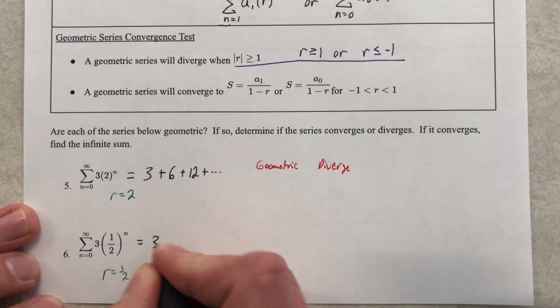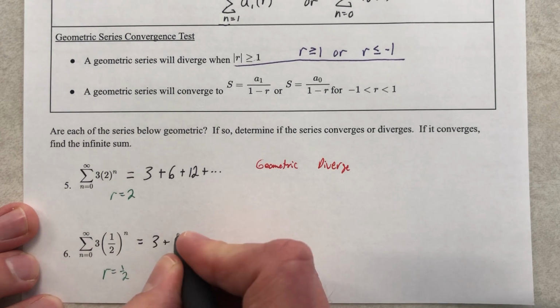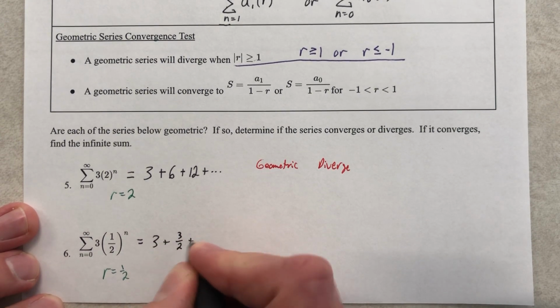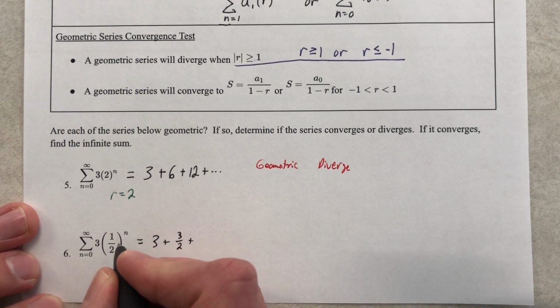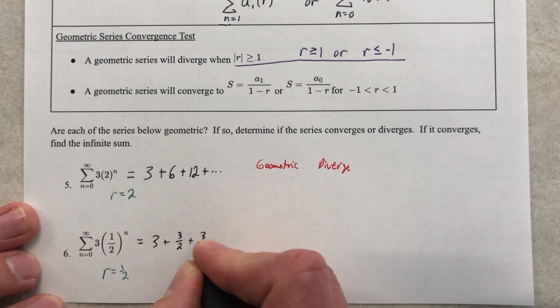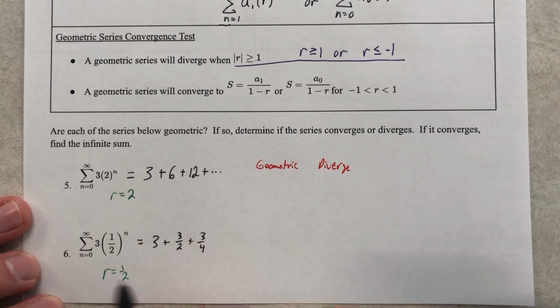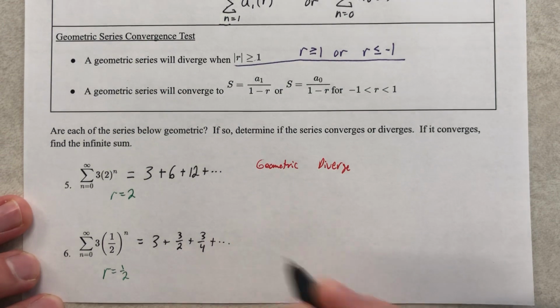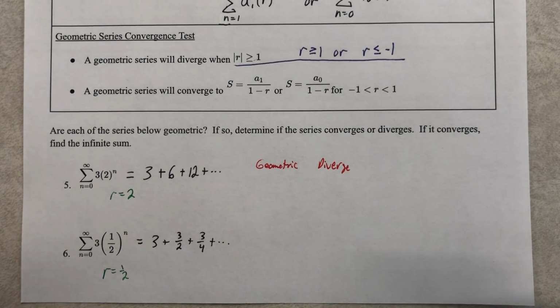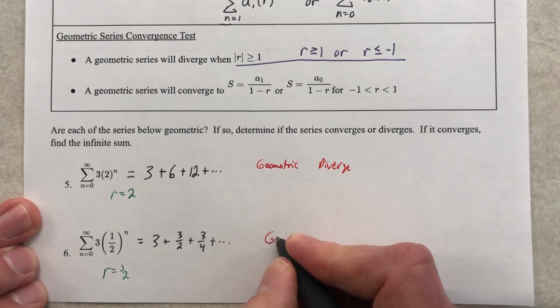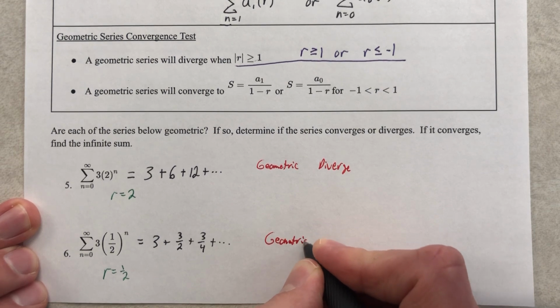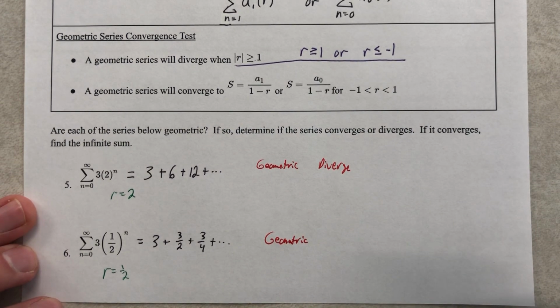Plug in a 0, you'd get a 3. Plug in a 1, you get 3 times a half. That'd be 3 halves. And then you'd plug in a 2 and you'd get 1/4. So 3 times 1/4 would be 3/4. And these numbers are getting smaller. And you're basically multiplying by 1/2 every time. So didn't have to make the list, but we did. So yes, it's geometric. And it is geometric, therefore I can decide if it converges or diverges.